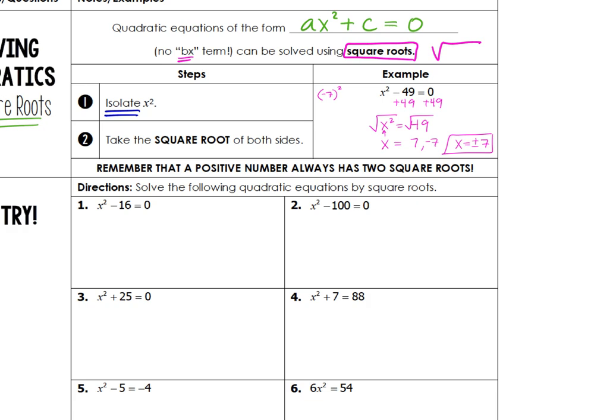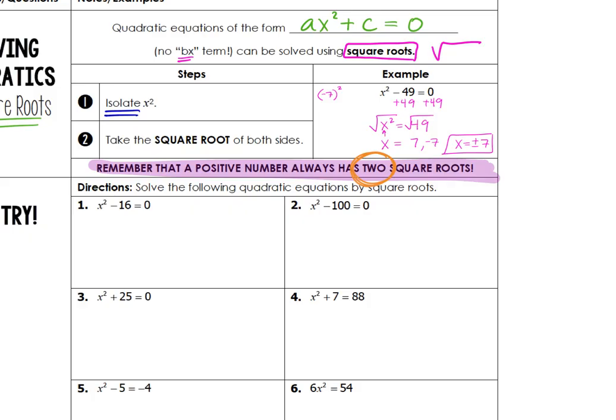So maybe put a big old highlight on this. A positive number always has 2 square roots. Okay, you should be getting 2 answers, the positive and the negative of whatever that number is.